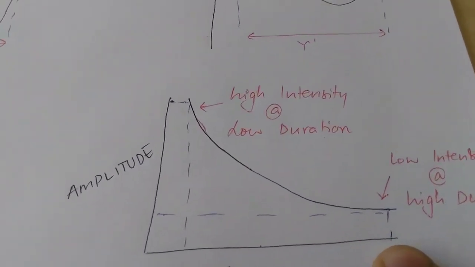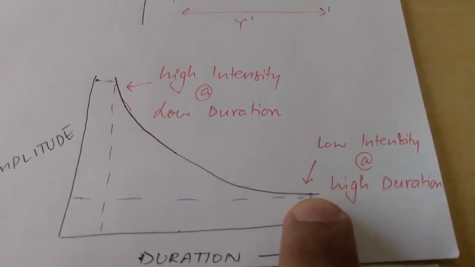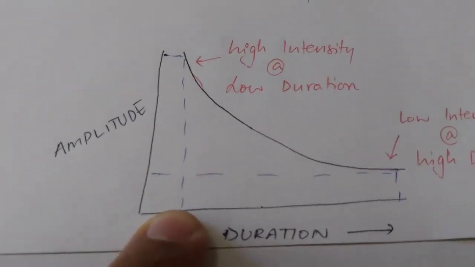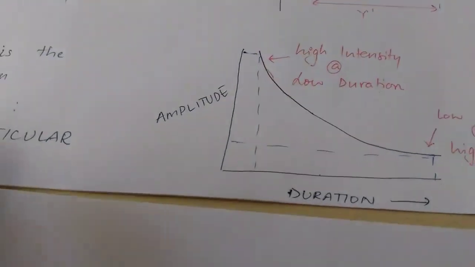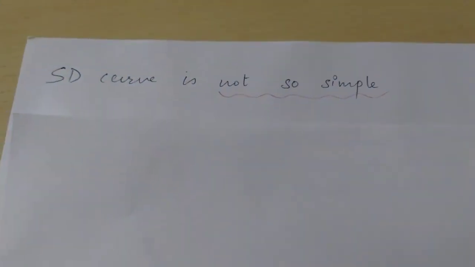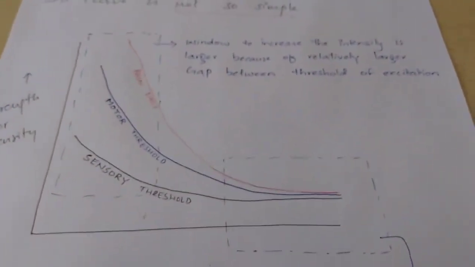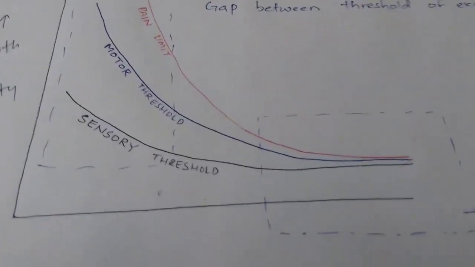With the longer duration of current, we require lesser intensity. With the smaller duration current, we require high intensity to produce the same effect. Now this is called the strength duration curve, but this SD curve is not as simple as seen in the previous page. If we plot various characteristics along the strength duration curve, it comes like this.